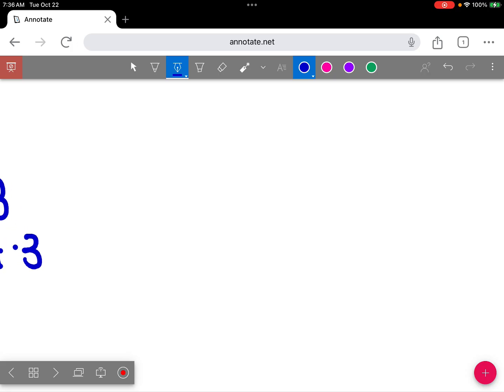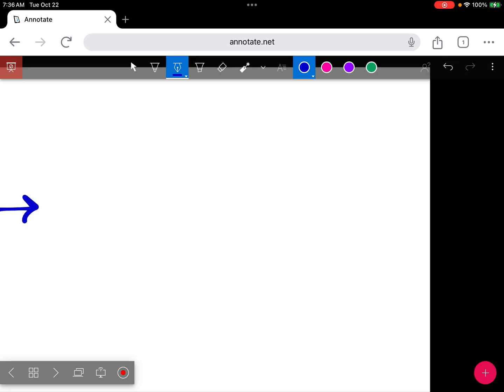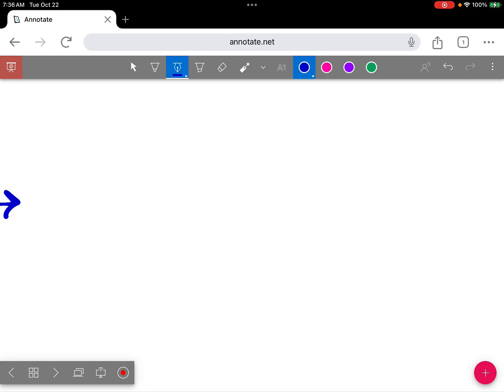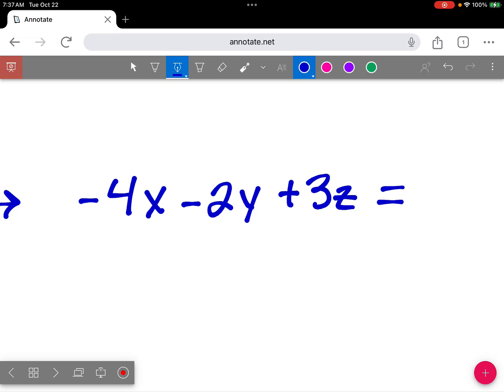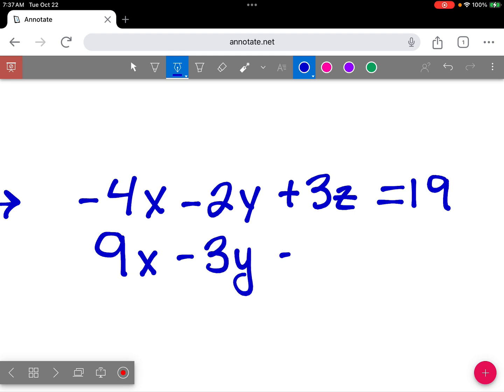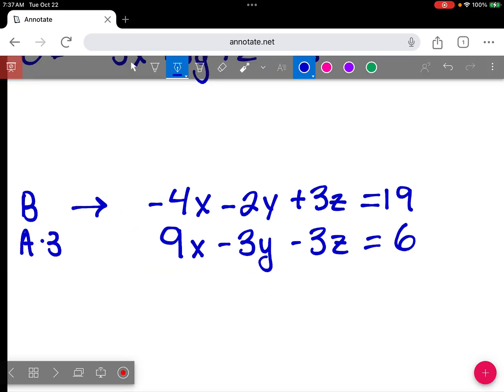And then I'm actually going to come in and fill in my other equations too, since I've got the right color on the pen. So I'm going to fill in my other pair of equations too. My minus 4x minus 2y plus 3z equals 19. And I'm going to take my A times 3. That's going to give me my 9x minus 3y minus 3z equals 6. Any questions on which equations I picked or why?